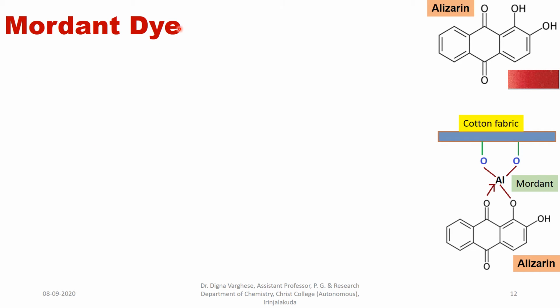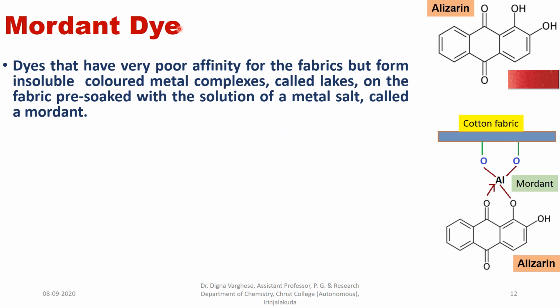Mordant dye. Next, classification of dye according to the mode of application to the fabric, that is mordant dye. Dyes that have very poor affinity for the fabrics but form insoluble colored metal complexes called lakes on the fabric, pre-soaked with the solution of a metal salt called a mordant.